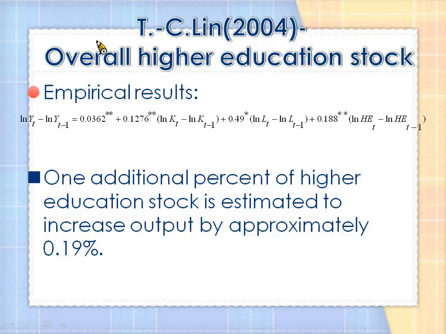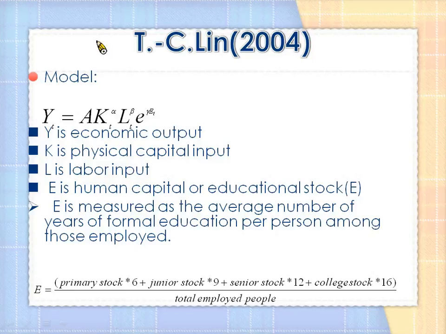And here is some other, higher measure of human capital. We had years of schooling in the previous one. Here it is for higher education only, for years of higher education. They find that the higher education stock is estimated to increase output by approximately 0.19%, which is a little higher than the 0.15% for the average year. So higher education has a more significant effect on growth than the average year of schooling. That's the major argument here.